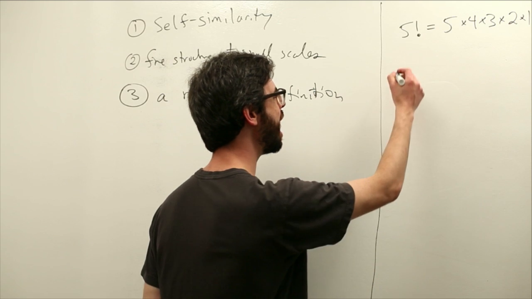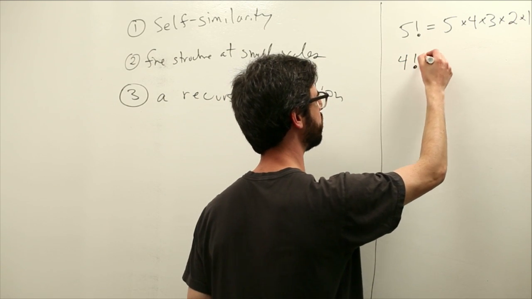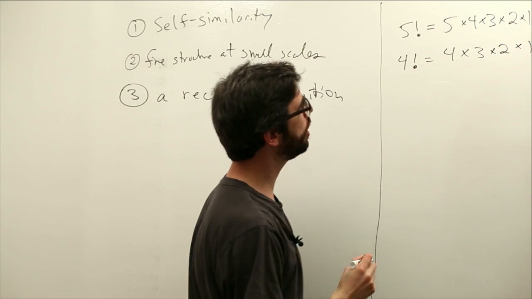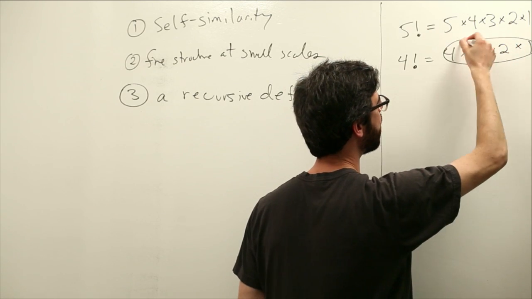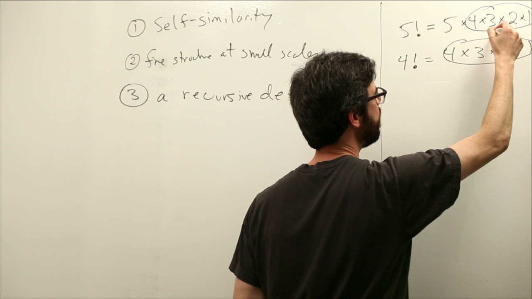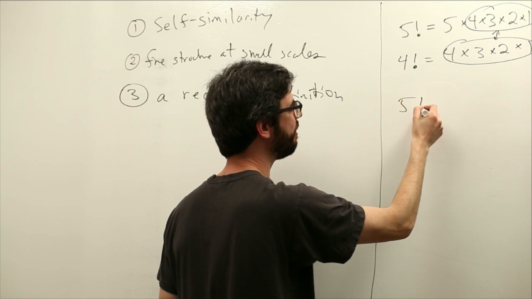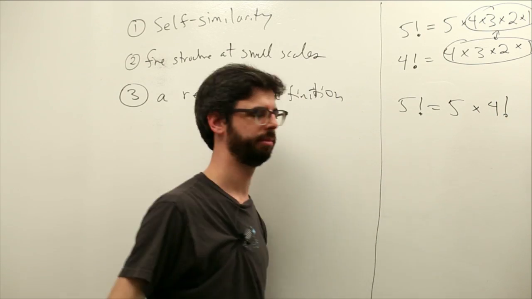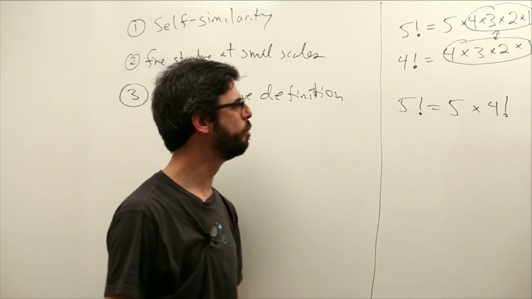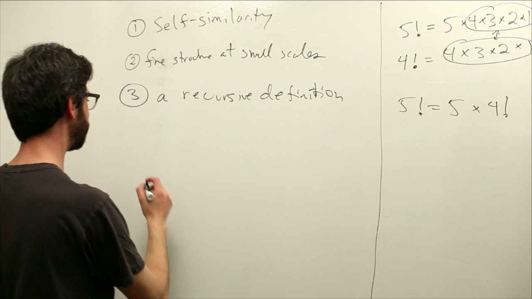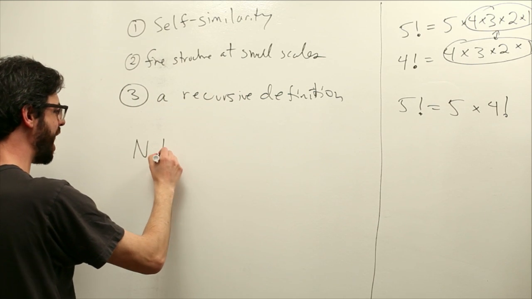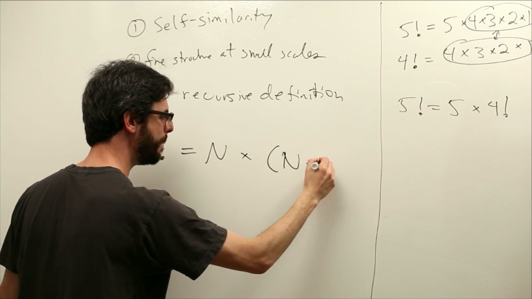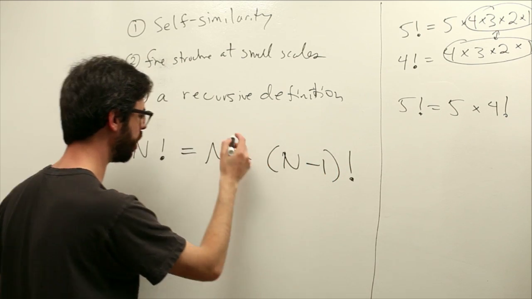Okay, so now let's look at what 4 factorial is. 4 times 3 times 2 times 1. Oh, interesting. Look, this is the same as this, right? Those match. So I could actually say 5 factorial equals 5 times 4 factorial. Interesting. Which actually means I could say the factorial of any number n equals n times the number n minus 1 factorial. Look at this.